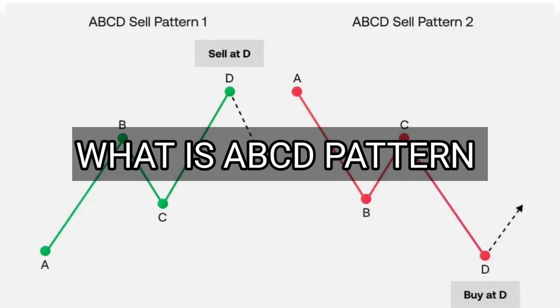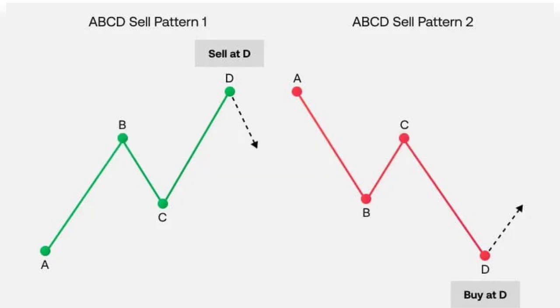Part 1. What is the ABCD pattern? The geometry of markets. At its core, the ABCD pattern is a harmonic price-time structure that represents a natural correction and a potential reversal point. It's based on Fibonacci ratios and the simple idea that markets move in waves. There are two types: bullish ABCD and bearish ABCD.